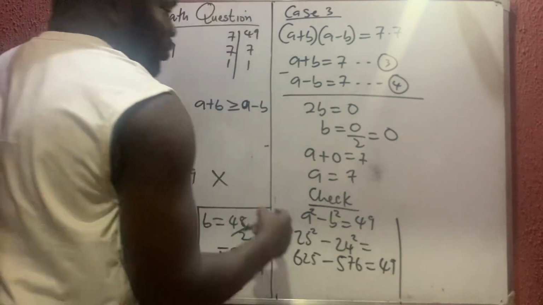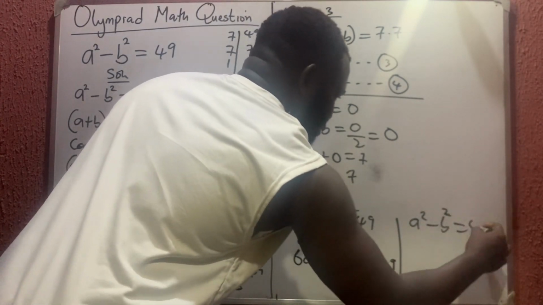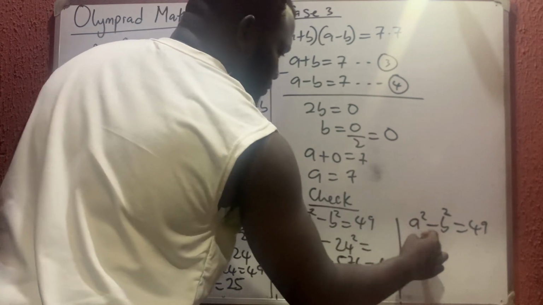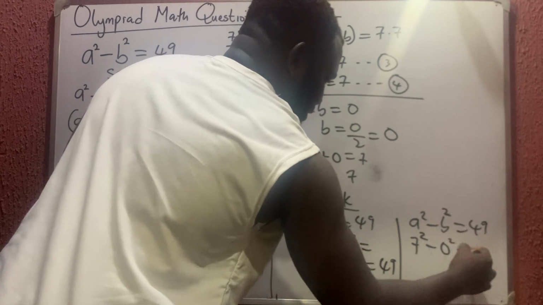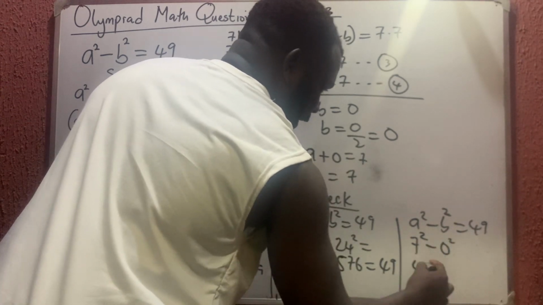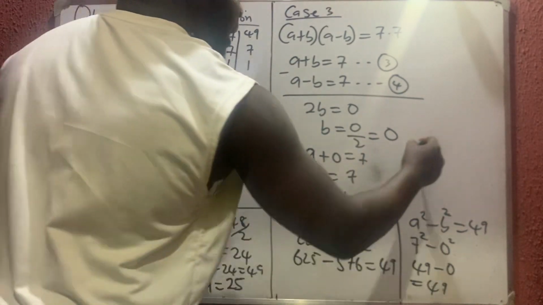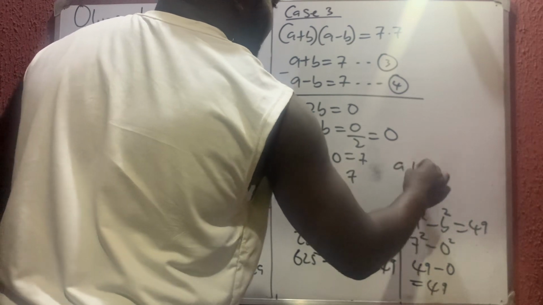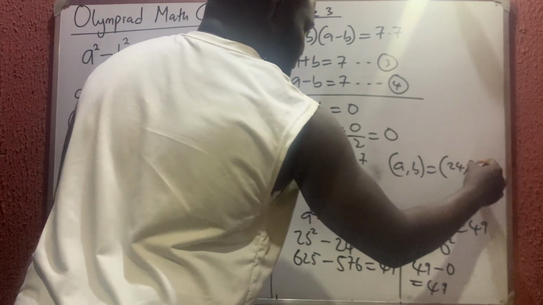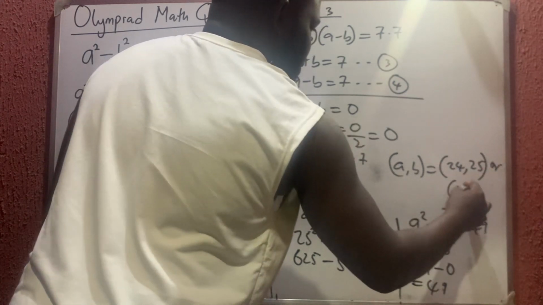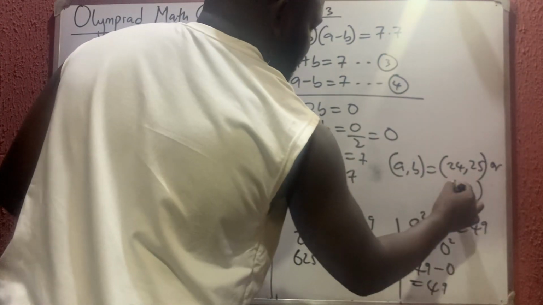So let's run a check for the other one. A squared minus B squared must give us 49. My A is 7, so 7 squared minus 0 squared, is it the same as 49? Let us check. This is 49 minus 0, which is 49. So the answers there are correct. So the two answers we have for (A, B), if I put it in coordinates, are (25, 24), or (7, 0).